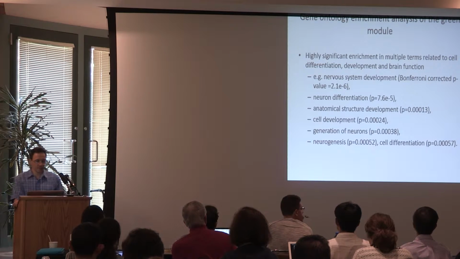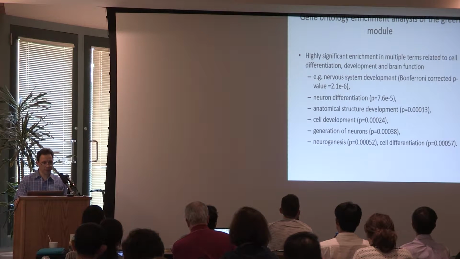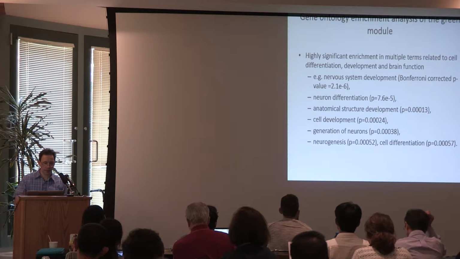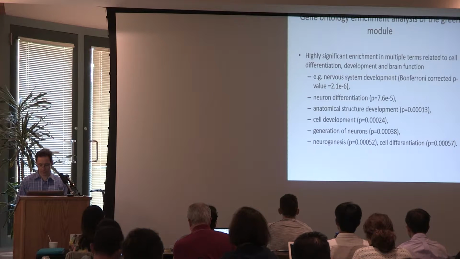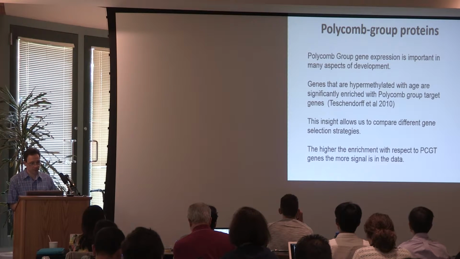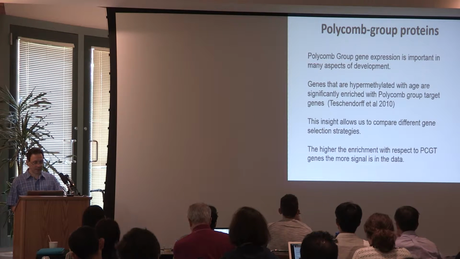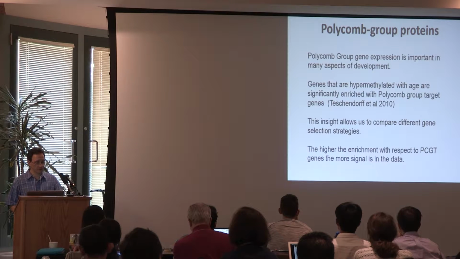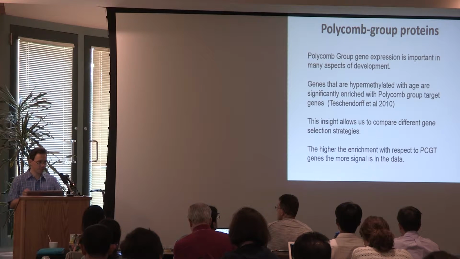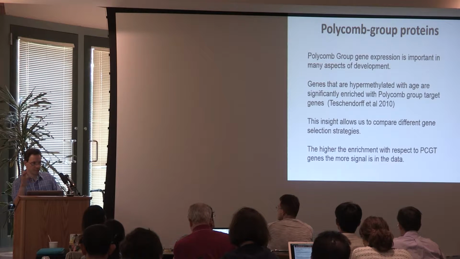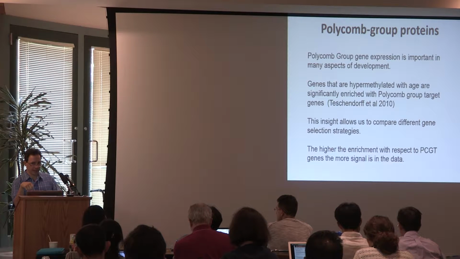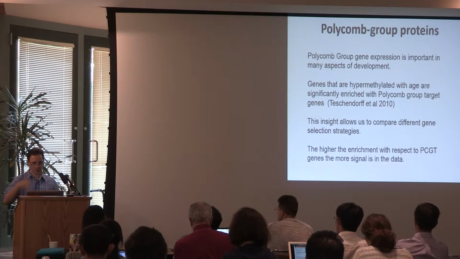So based on this consensus KME, we ranked the genes in the green module. And we found that these genes were involved in neuron differentiation, nervous system development, and so on. And also, we found that these module genes were enriched with genes that are known polycomb group target genes. Some of you know what these polycomb proteins do. They are very important for maintaining, for example, the stemness in embryonic stem cells, or they guide cell fate decisions, should a cell be differentiated, and so on.